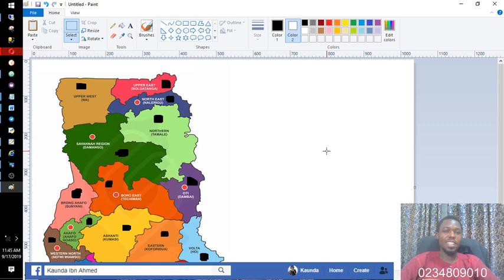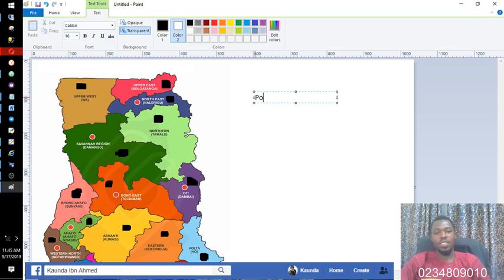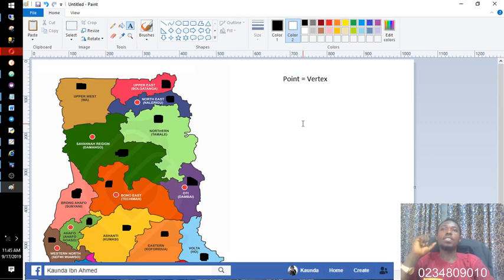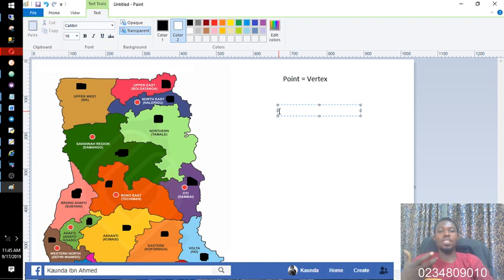Now, in graph theory, a point is called a vertex. So going forward, I will not be saying point, I will be saying vertex. So this graph is made up of the regions, which are now 16, so 16 points, which in graph theory you say 16 vertices. So this graph has 16 vertices. That is 16 points.